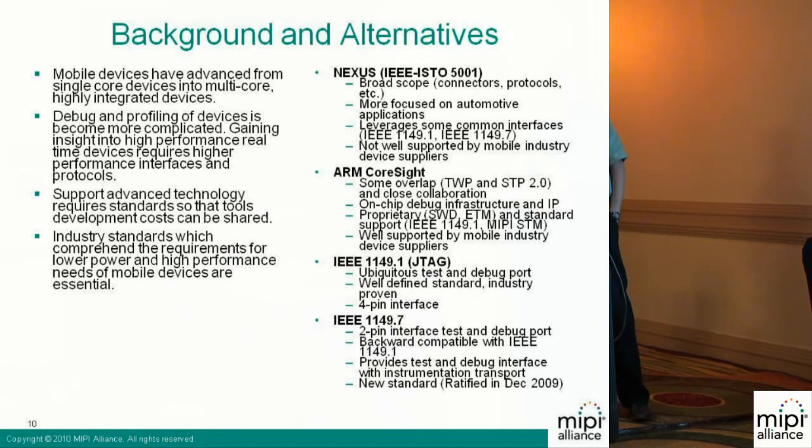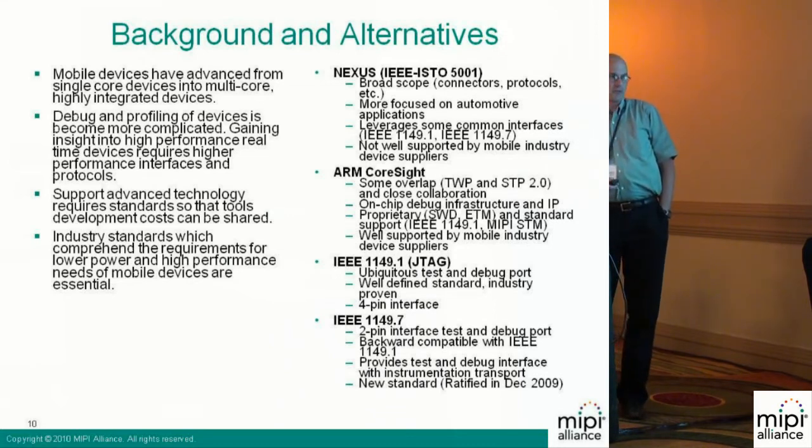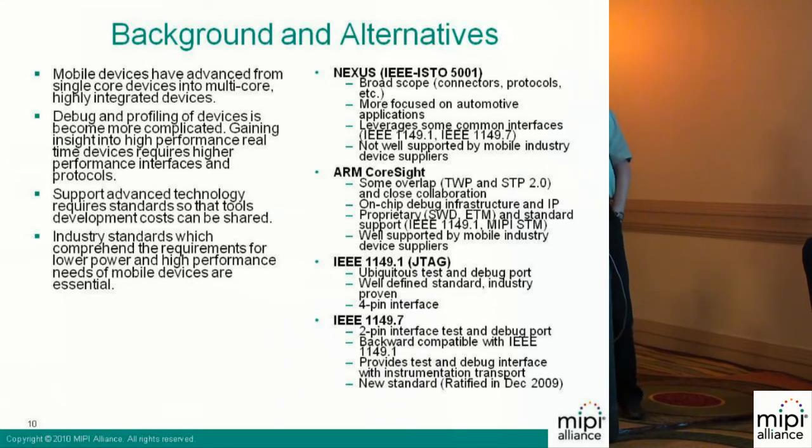1149.1, the traditional JTAG interface, is comprehended completely within MIPI T&D, and the 1149.7, the enhanced JTAG, that is the 2-pin interface with a bunch of other features, was a standard that was actually initiated as an effort within the MIPI Test and Debug work group, and then spun out into a separate IEEE standards committee for several reasons. But in any case, we are obviously completely compatible with that because it really was originally a MIPI effort.